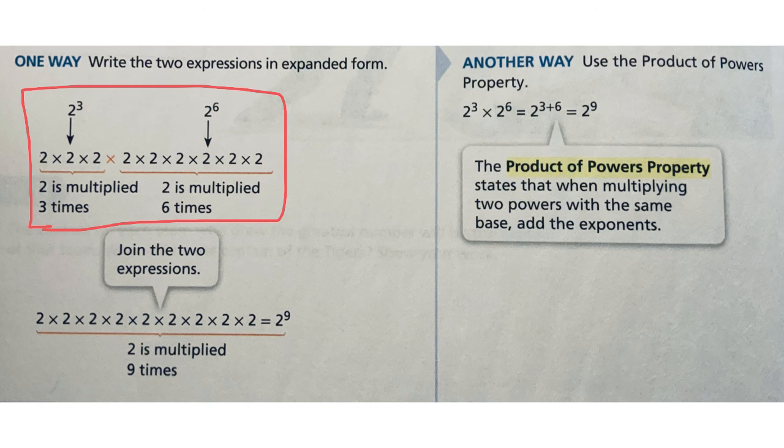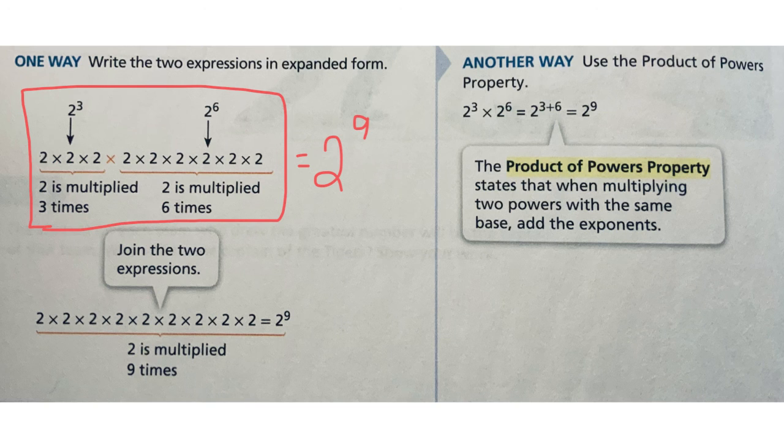So what they've done here is say 2^3 times 2^6. And it shows you how 2^3 is three 2s and 2^6 is six 2s, which comes out to equal 2^9 because there's nine 2s there in total.